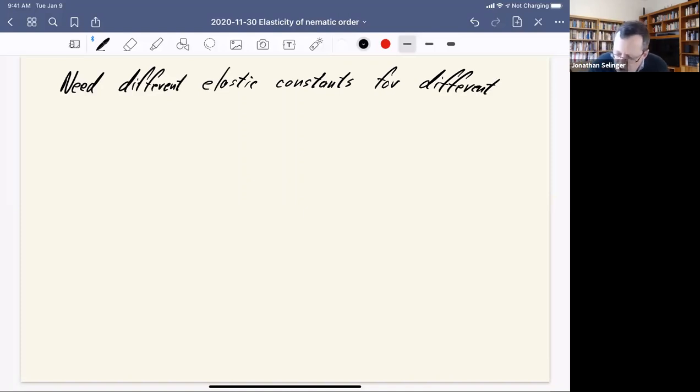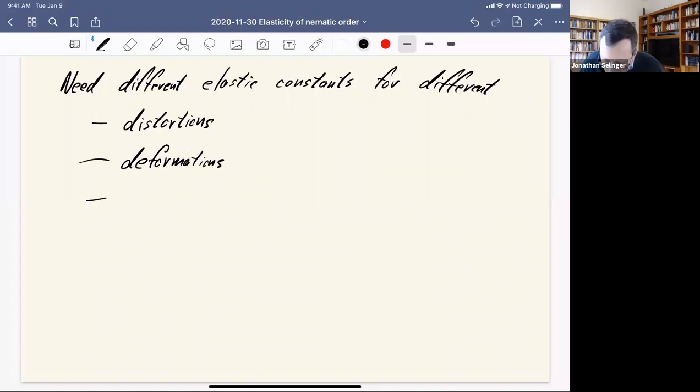And so I'll give you a few vocabulary words: we could say different distortions in the director, or different deformations, or different gradients, or different elastic modes.